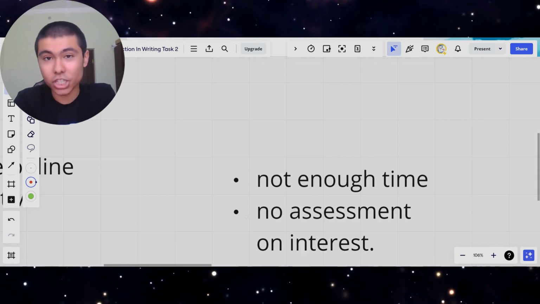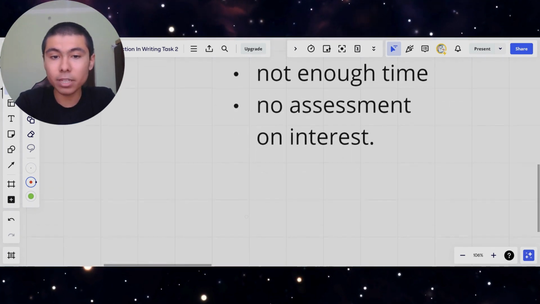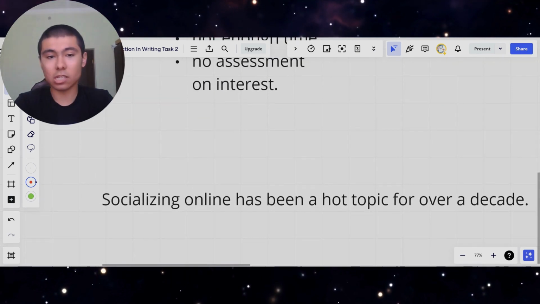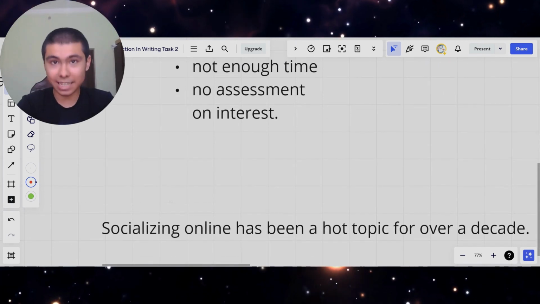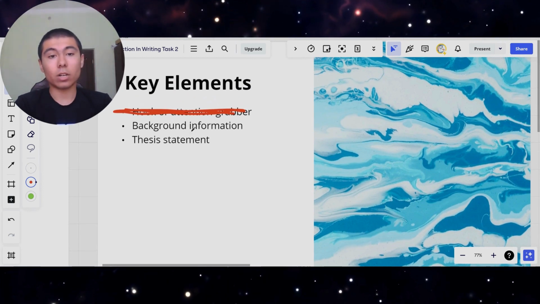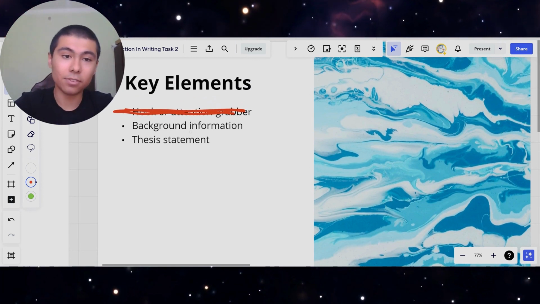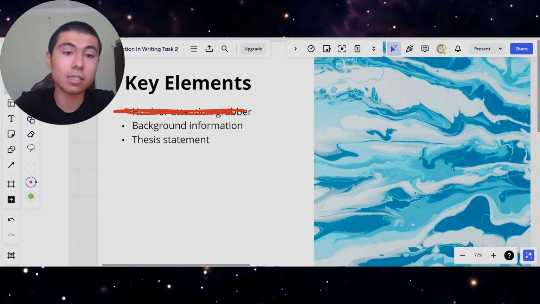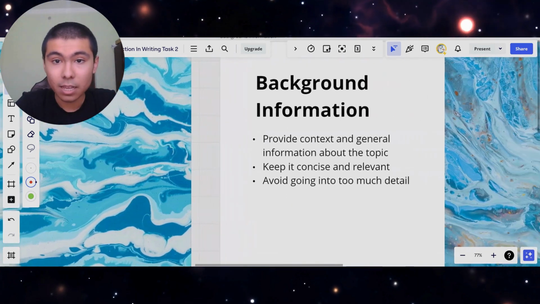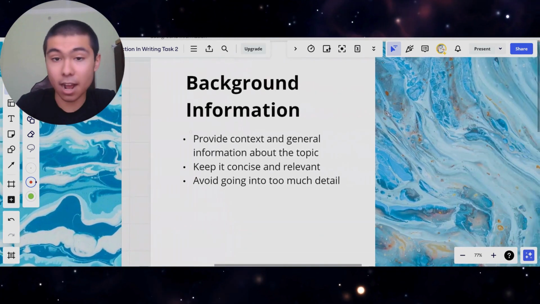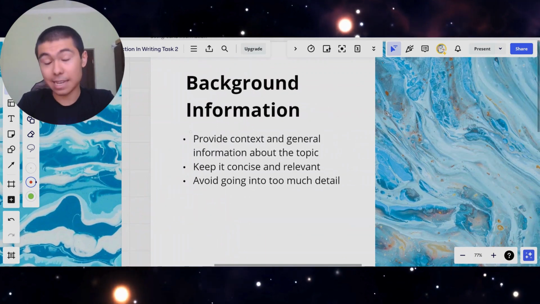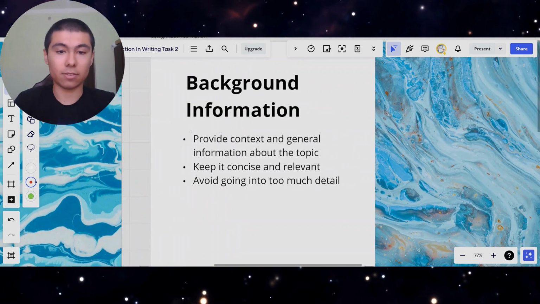Some people might have a question: what might it look like? It might look something like this: socializing has been a trend for over a decade. This is just a statement which is unnecessary in Writing Task 2. And in my way, the first sentence that you should write is background information. You could also call it background statements. It has to provide context and general information about the topic. You've got to keep it concise and relevant. It doesn't have to be irrelevant, okay?